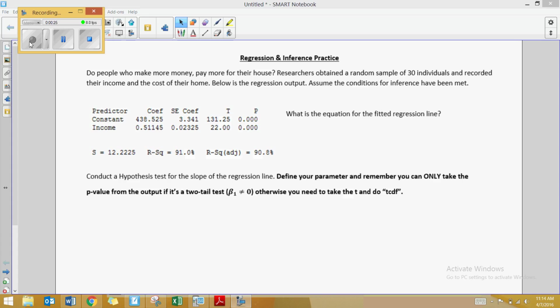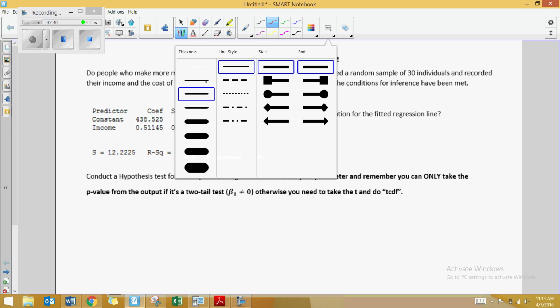Below is the regression output. Assume the conditions for inference have been met. It says, what is the equation for the fitted regression line? So just to start, we want to make sure we're understanding where all of our values are coming from when we're looking at these regression outputs.